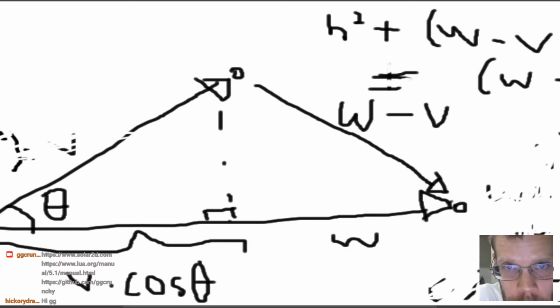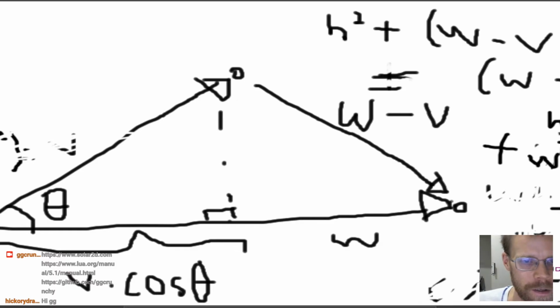Okay, so we'll work this out. H squared plus W squared minus 2VW cos, because we're expanding the squared, plus V squared cos squared equals W squared, which we can immediately eliminate, minus 2VW plus V squared.